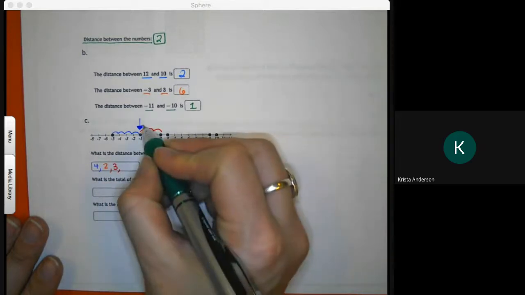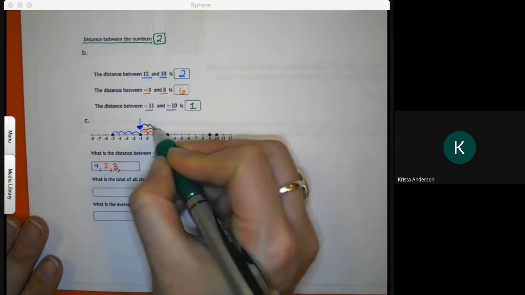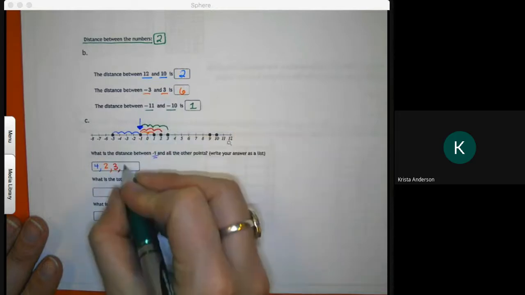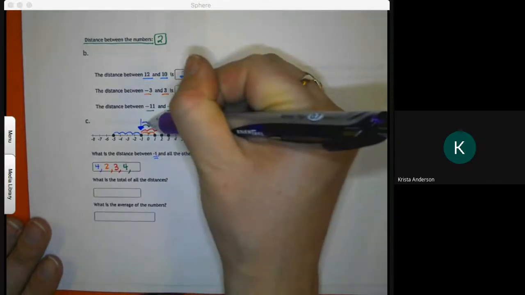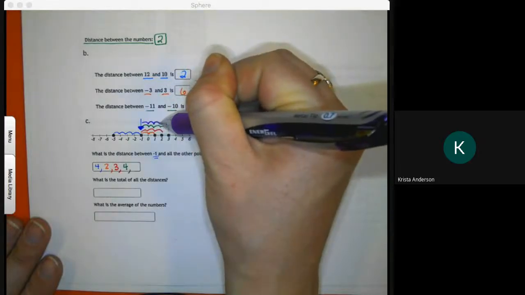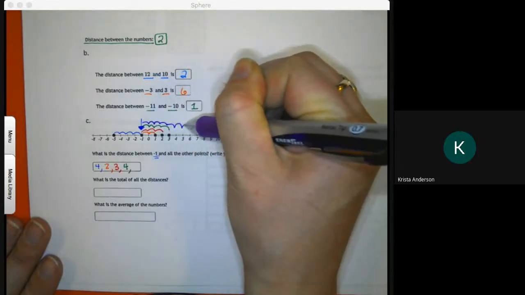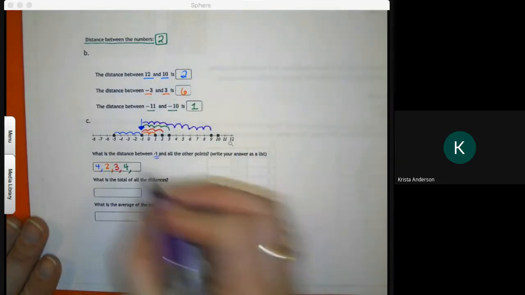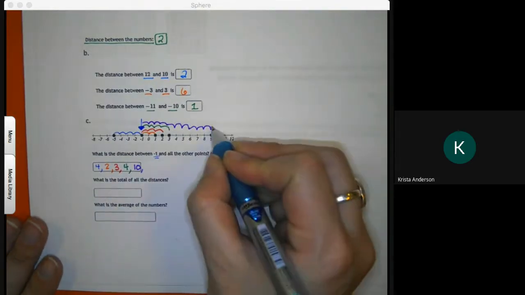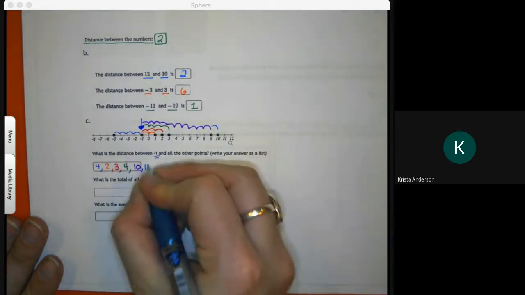3. 4 again. I'm going to run out of colors. How far is -1 from 9? 10. And all the way to this one would be 11.